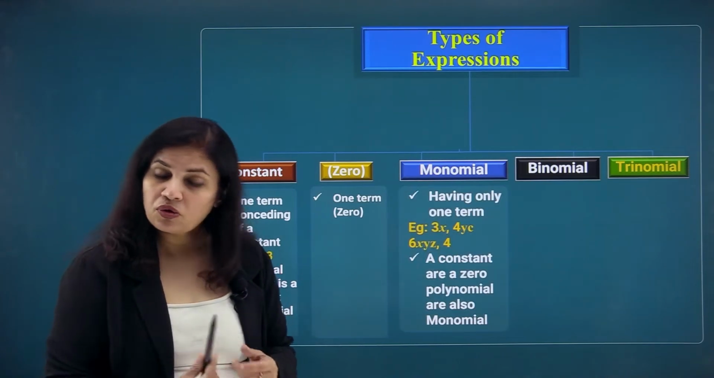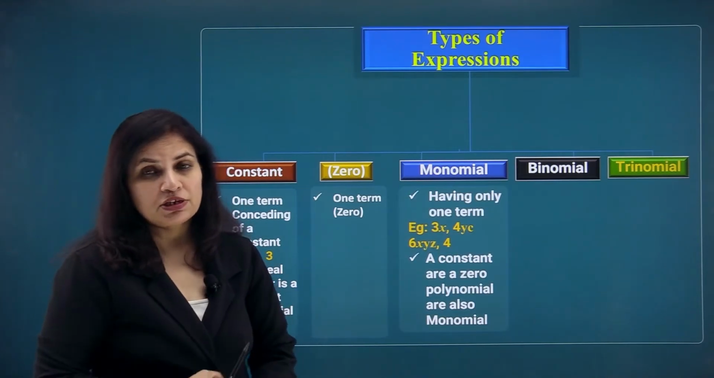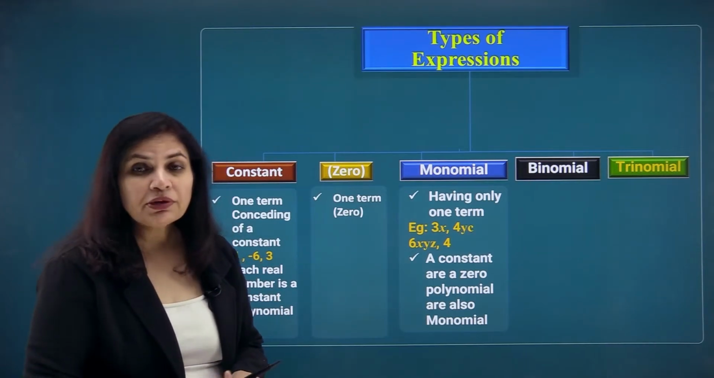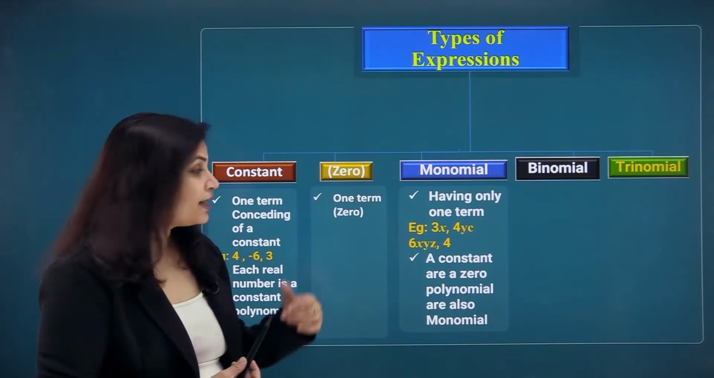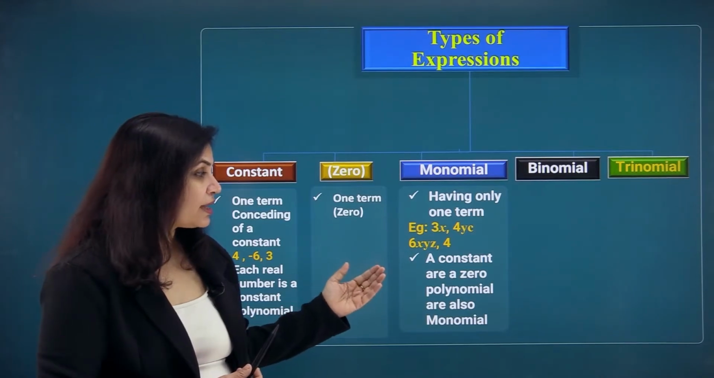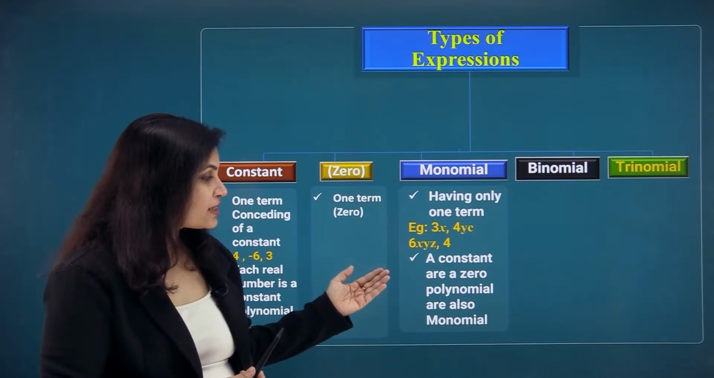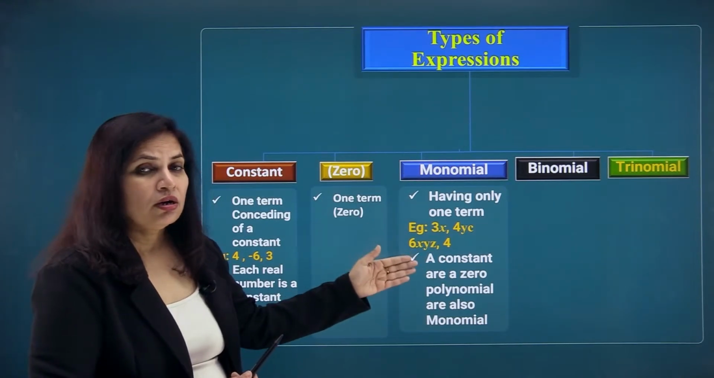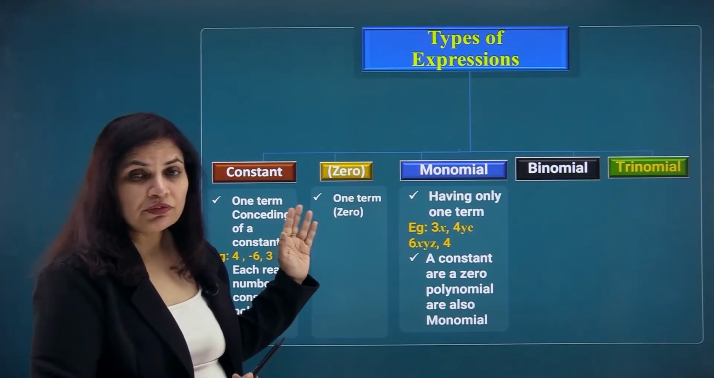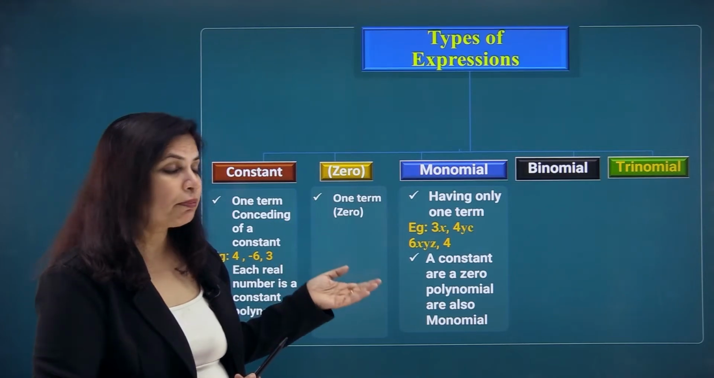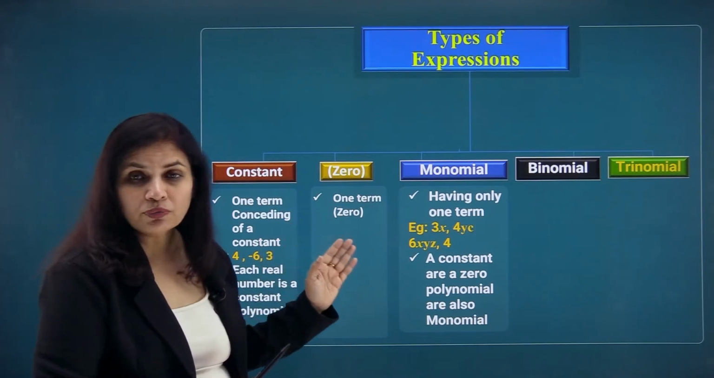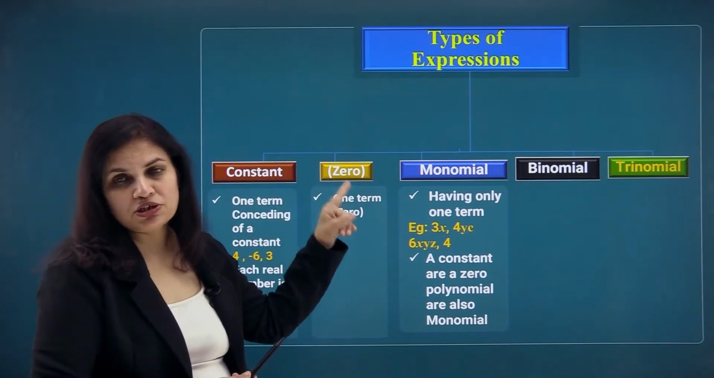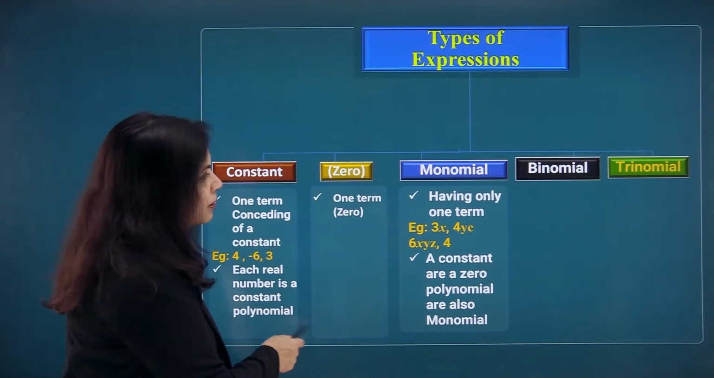A monomial will also be a one-termed expression, but it may not be a constant value, it may not be a 0, it can take other values like 3x, 4yz, 6xyz or 4. Even a constant expression, which we will later know why it is called a polynomial, is also a monomial because it has only one term. Both constant and zero expressions are monomials.